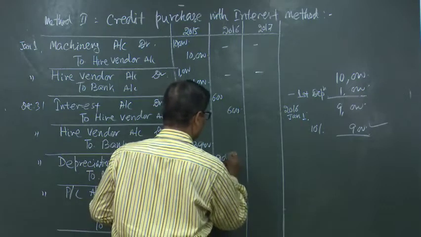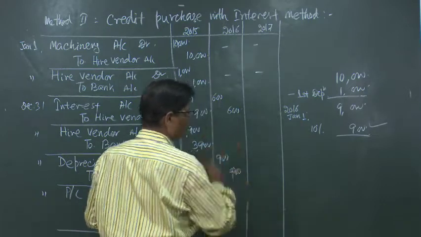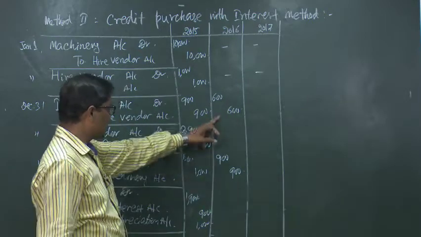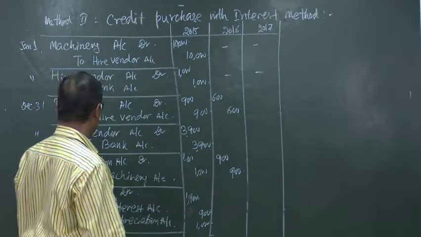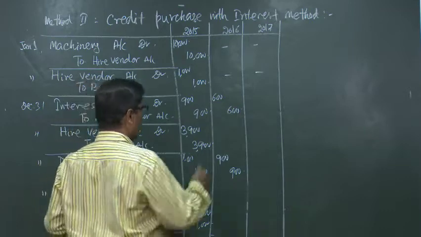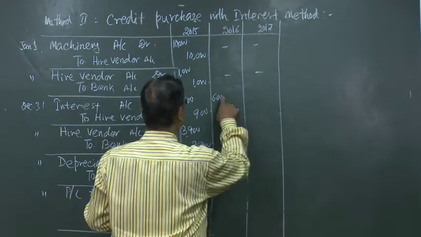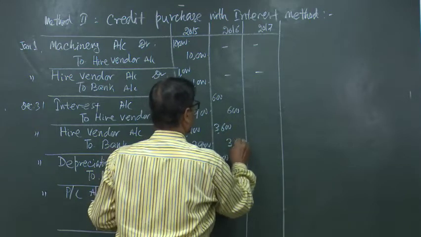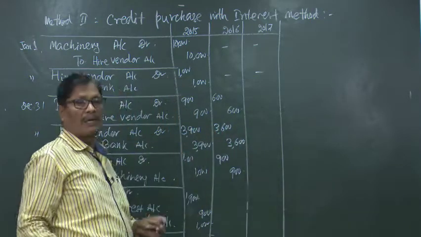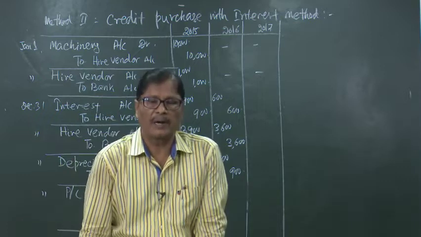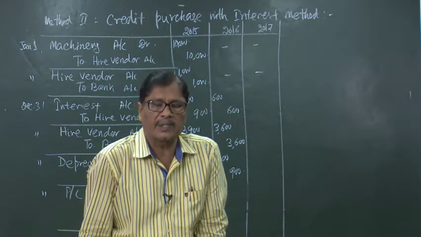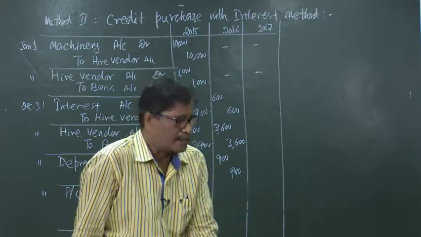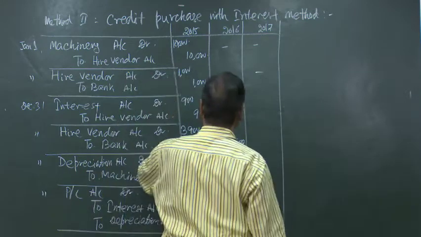In the second year, we have to transfer this 900 and this interest 600 in the last entry, but here let us give him 600 plus 3,000, that is 3,600. So, the second installment that is given will be 3,000 towards the principal and 600 towards the interest. In this, the total amount of the second installment is 3,600. So, that 3,600 we have taken here.